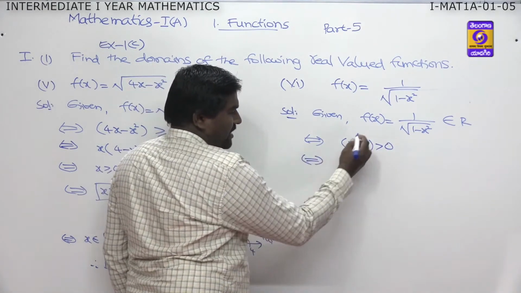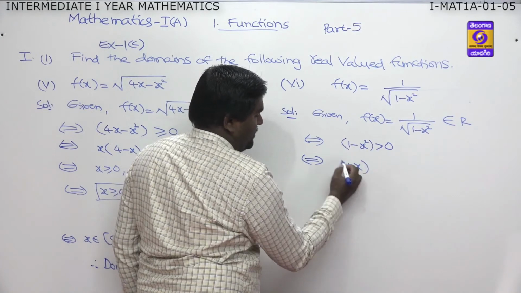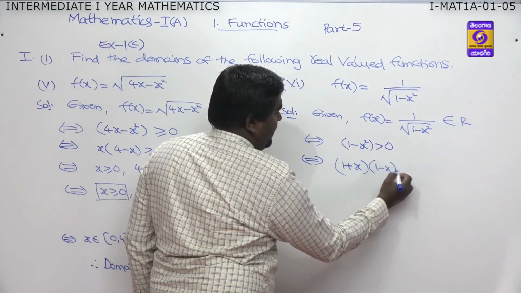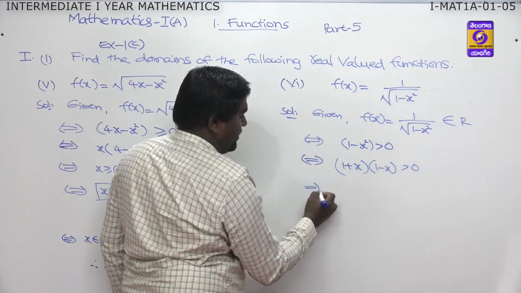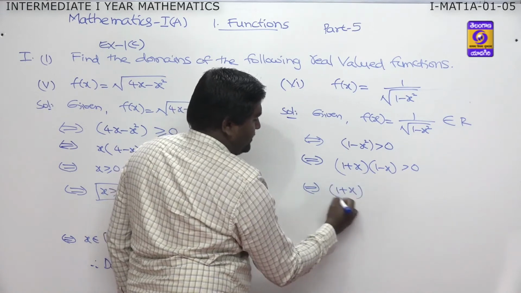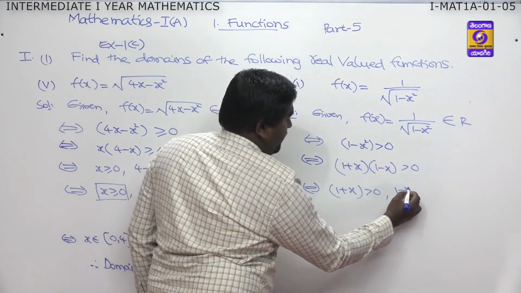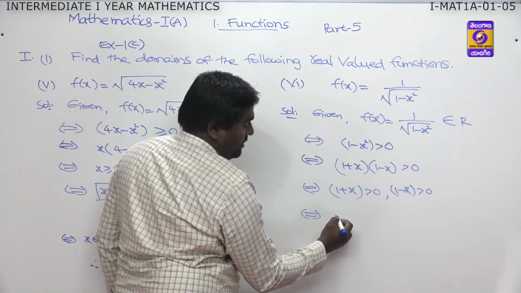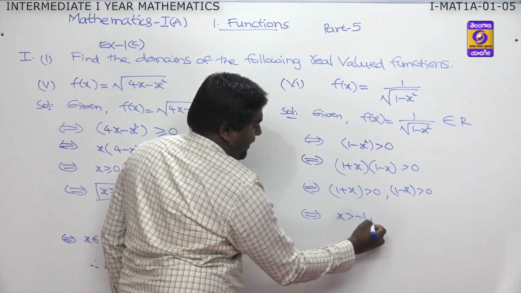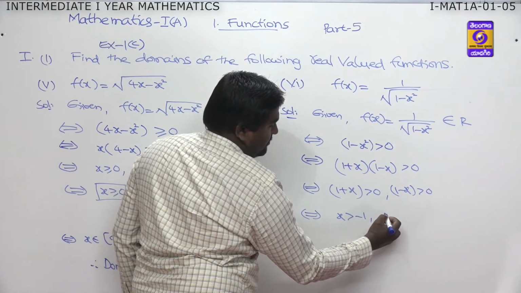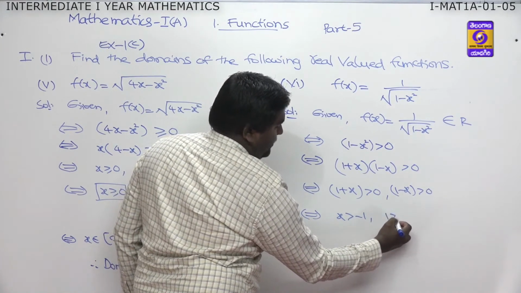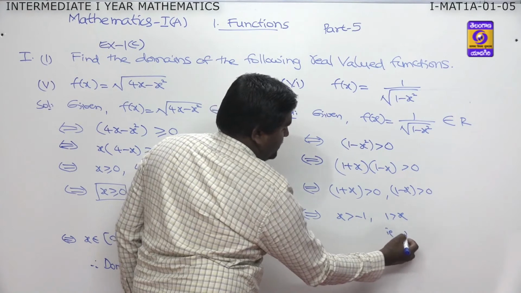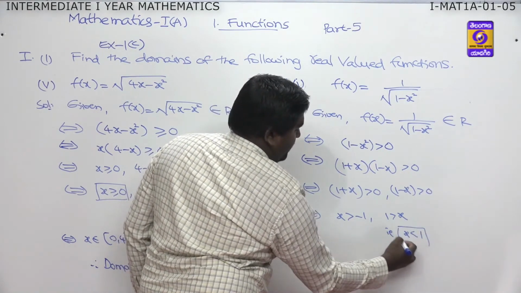It is of the form a square minus b square. We can write 1 plus x into 1 minus x greater than 0. That is 1 plus x greater than 0 and 1 minus x greater than 0. It is nothing but x is greater than minus 1, and 1 is greater than x, that is x is less than 1.